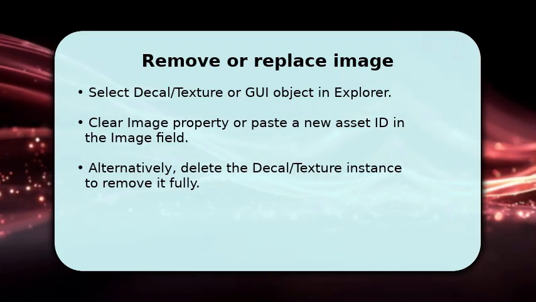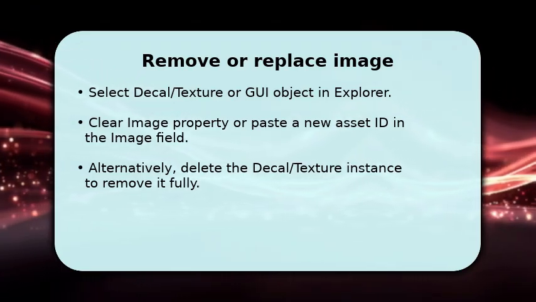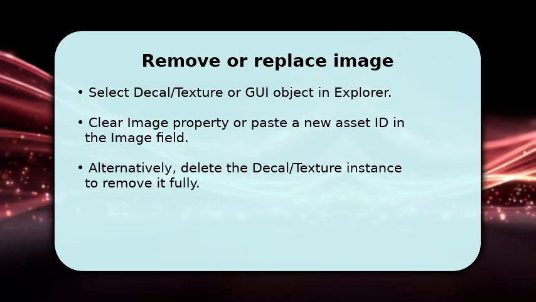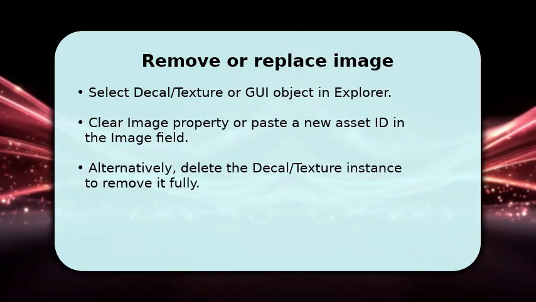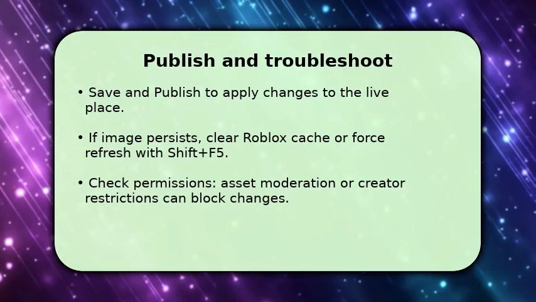Make sure you test in play or run mode to confirm the visual change appears. Finish by saving and publishing your place so players see the change. Use File > Save and File > Publish to Roblox.